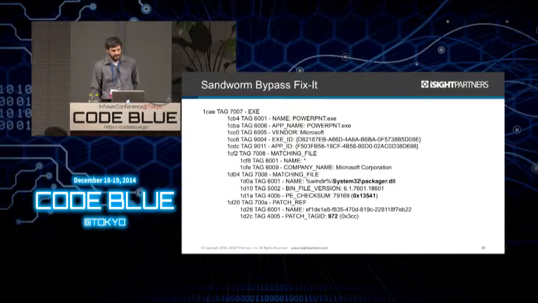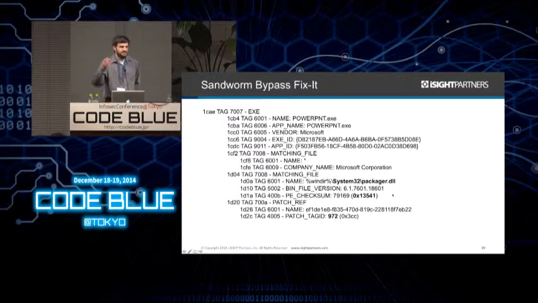So shortly thereafter, Microsoft released a Fix-It. This is a snippet of the output from STB Explorer viewing the STB file that they released. I've got highlighted here in bold showing the matching file entries. In this particular case, it's looking for packager.dll.